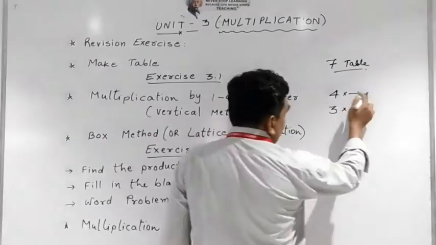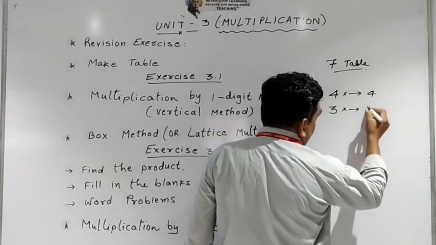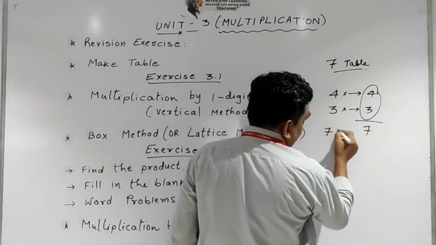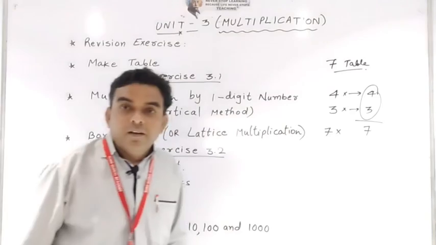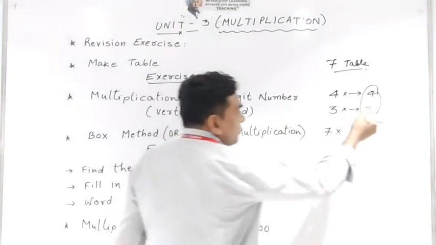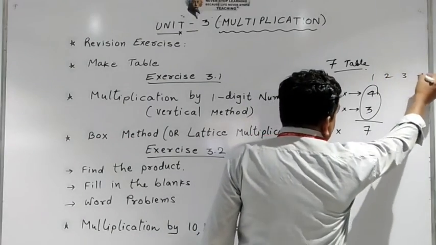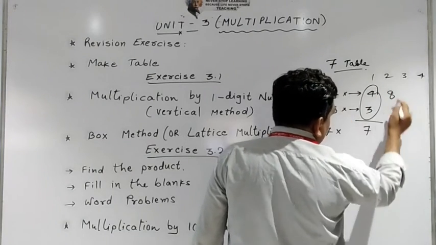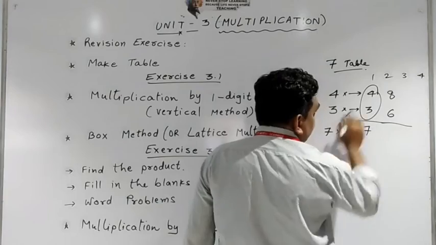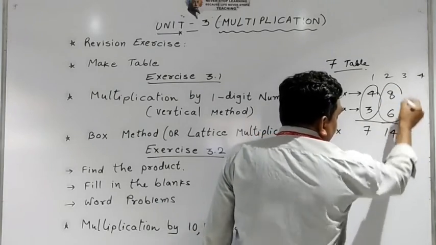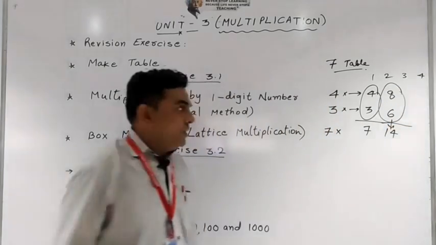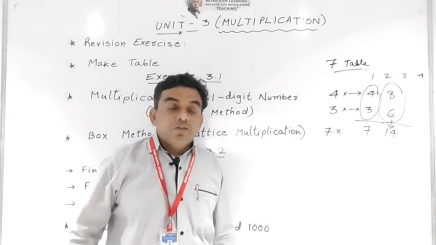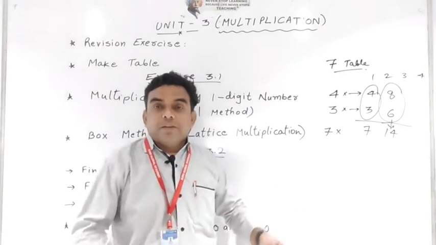That means what? 4 ones are 4, you can know that. And 3 ones are 3. The addition of 4 and 3 will be 7. So that means 7 ones are 7 also. Now for 2: 4 twos are 8, and 3 twos are 6, and 7 twos are 14. Then you can see that 8 plus 6 is 14. You know that. Then this is the way to make a table.